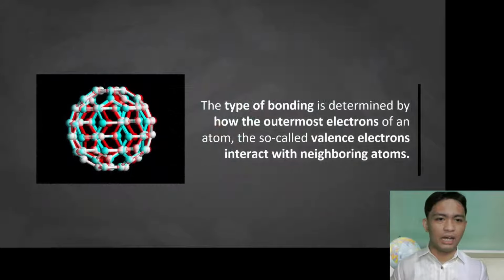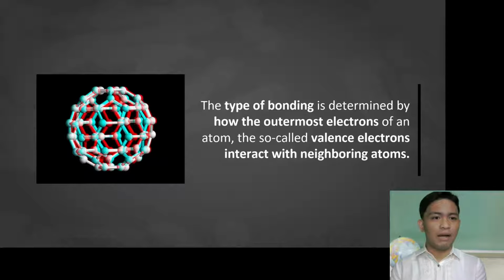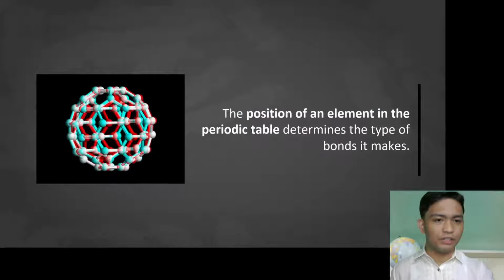So, sabi dito sa una, yung type of bonding nakadepende kung paano ba itong mga valence electrons ay makikipag-interact sa kanyang mga neighboring atoms. Okay? Another factor in determining the type of bond would be the position of the elements involved in the periodic table. Bakit mahalaga yung position? Ano ba yung binabanggit nun regarding the element or the atom?